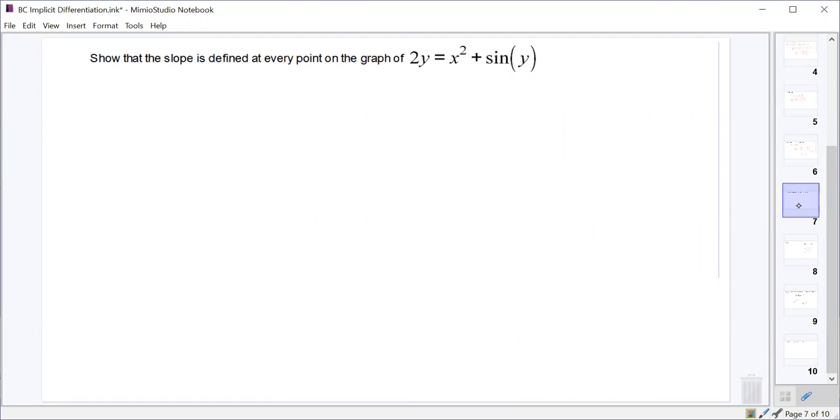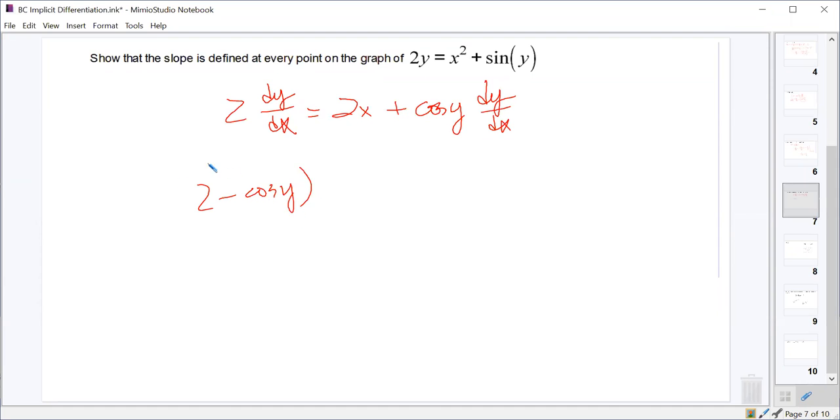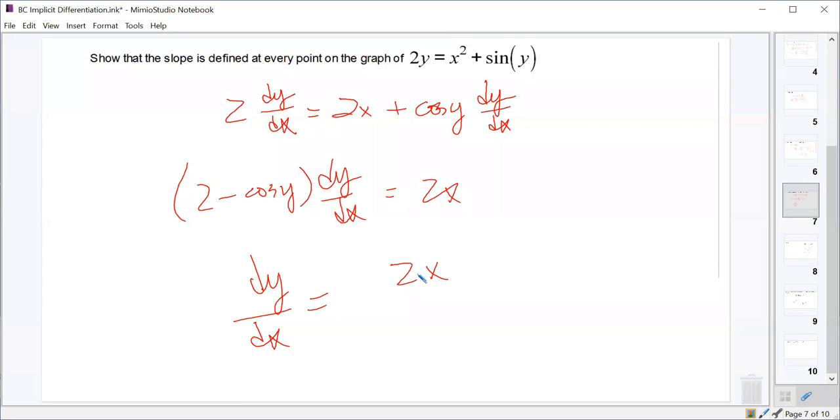All right, you guys do this one. Ready, go. So what do we got? On the left-hand side, 2 dy/dx. And on the right, 2x plus cosine y dy/dx, which gives us what? Subtract the cosine y, so we got 2 minus cosine y times dy/dx is equal to 2x, or dy/dx is equal to 2x over 2 minus cosine y.